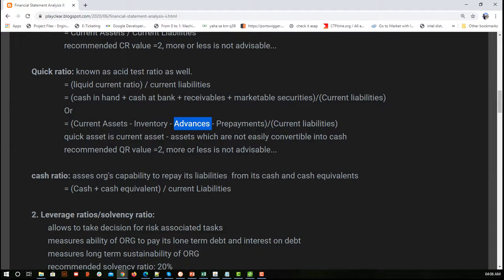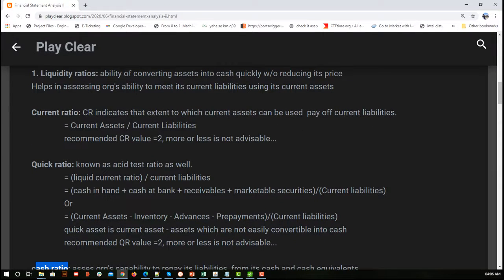So those kinds of things, like inventory and prepayments, are removed and we consider only cash and cash equivalents to repay the current liability. So when we divide the cash and cash equivalents by current liabilities, we see the ability of an organization to repay its current liabilities from cash and cash equivalents. So that is nothing but the cash ratio. So we have only three ratios in these liquidity ratios.